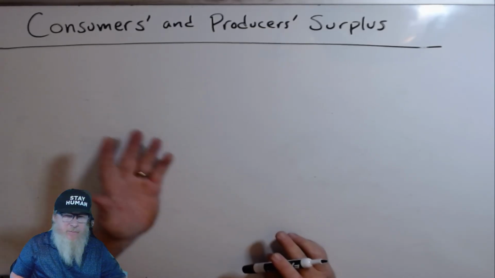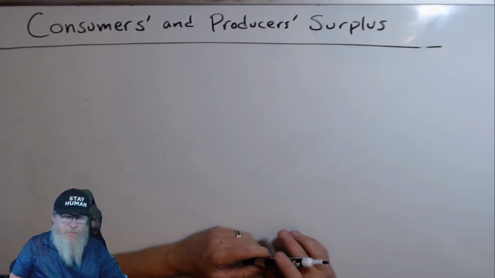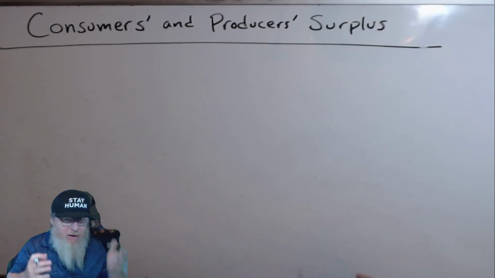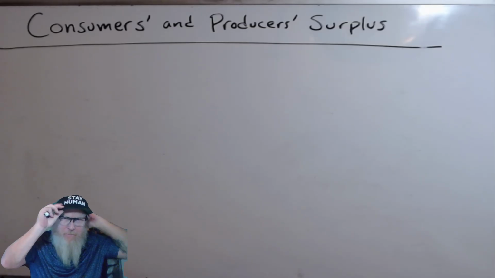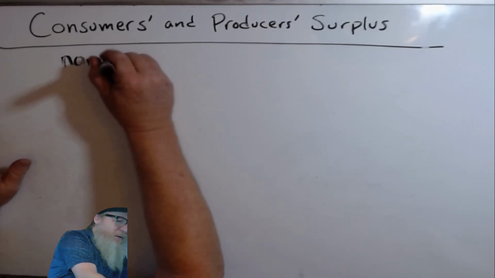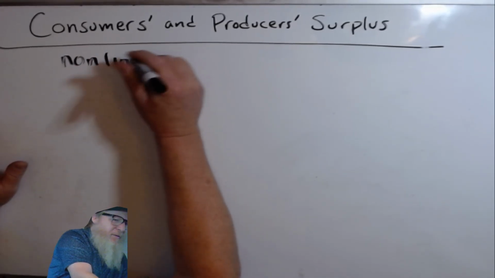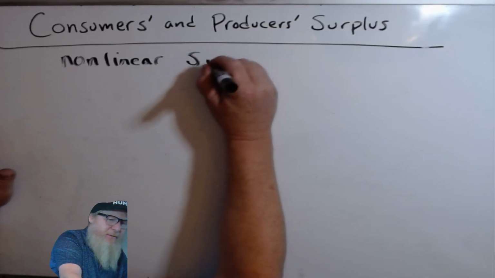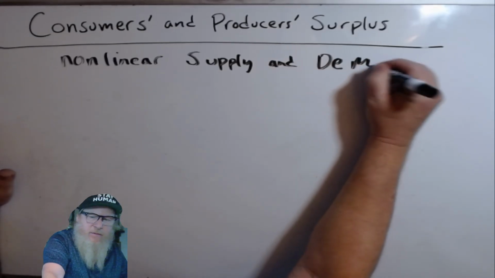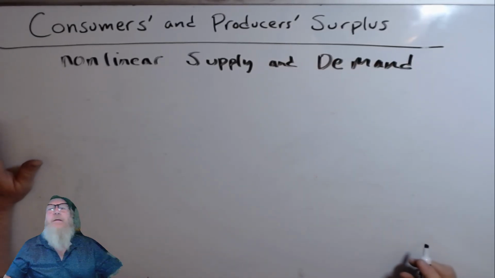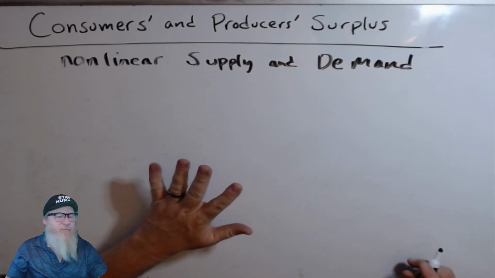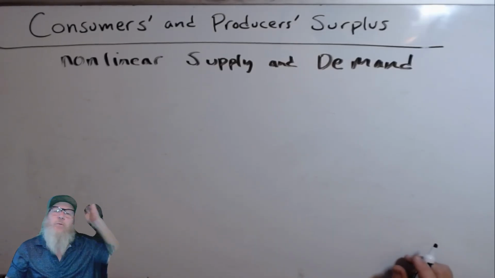So we've already talked about consumers and producers' surpluses as they relate to integrals, in particular the area under the curve. But today I want to focus on nonlinear supply and demand. Although my first example will be partial. One of them will be linear, and the other one won't be.